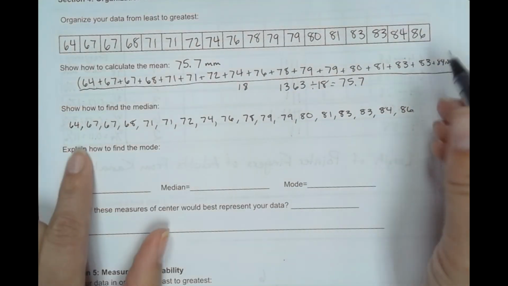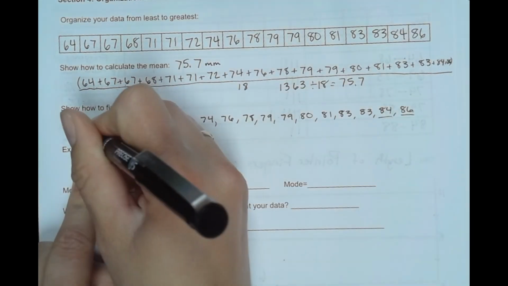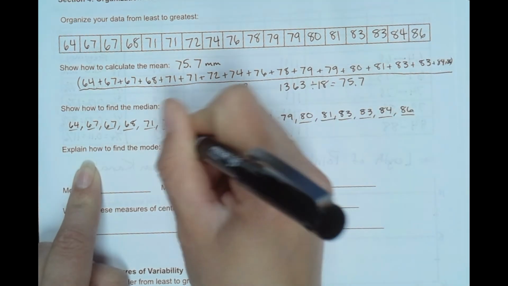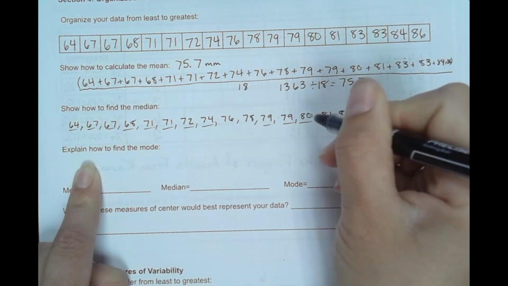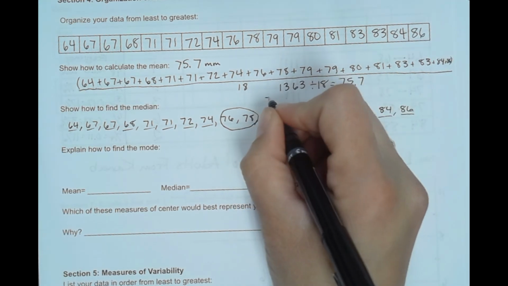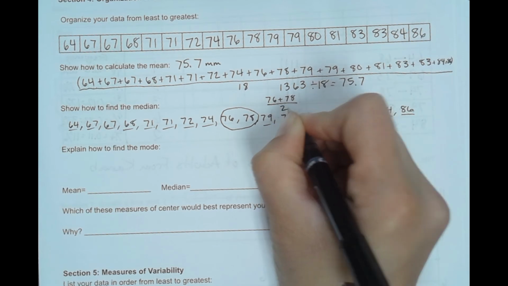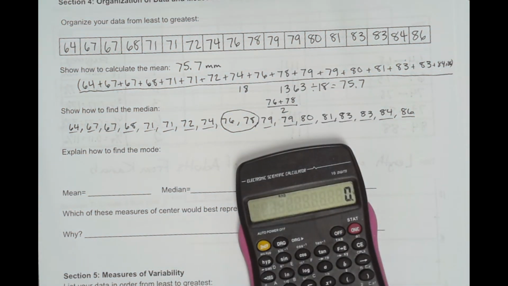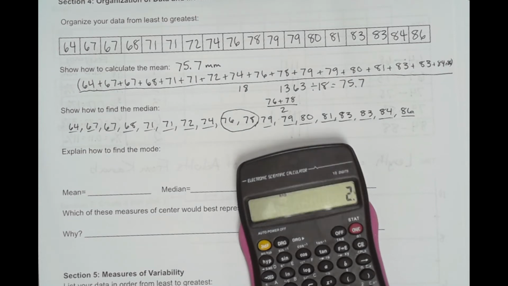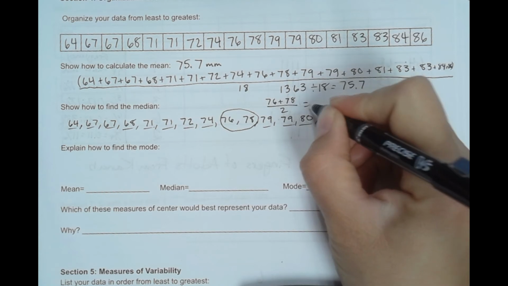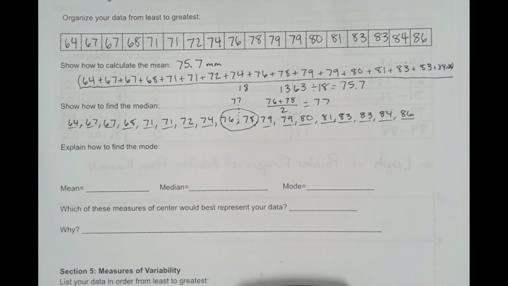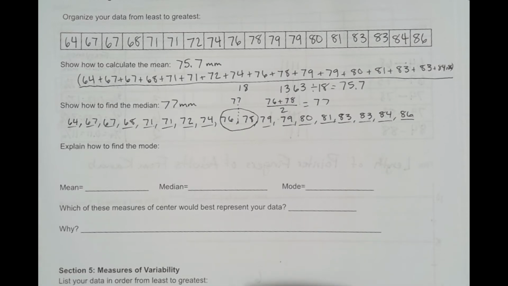Okay, show how to find the median. Well, I just mark underneath as I'm going into the middle so I don't miss something. Looks like these two are fighting over the middle. So what do we do when we've got two fighting over the middle? I have to add them together and divide by 2. So 76 plus 78 equals 154, divided by 2 gives us 77. Which makes sense, because isn't 77 smack dab between 76 and 78? So 77 millimeters is the median.